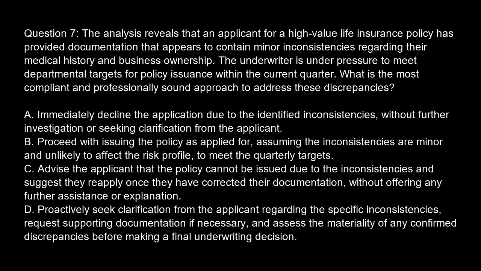Option A. Immediately decline the application due to the identified inconsistencies, without further investigation or seeking clarification from the applicant. Option B. Proceed with issuing the policy as applied for, assuming the inconsistencies are minor and unlikely to affect the risk profile, to meet the quarterly targets. Option C. Advise the applicant that the policy cannot be issued due to the inconsistencies and suggest they reapply once they have corrected their documentation, without offering any further assistance or explanation. Option D. Proactively seek clarification from the applicant regarding the specific inconsistencies, request supporting documentation if necessary, and assess the materiality of any confirmed discrepancies before making a final underwriting decision.